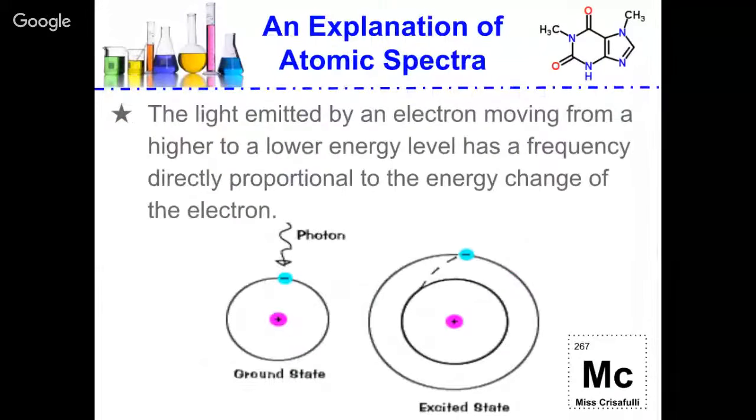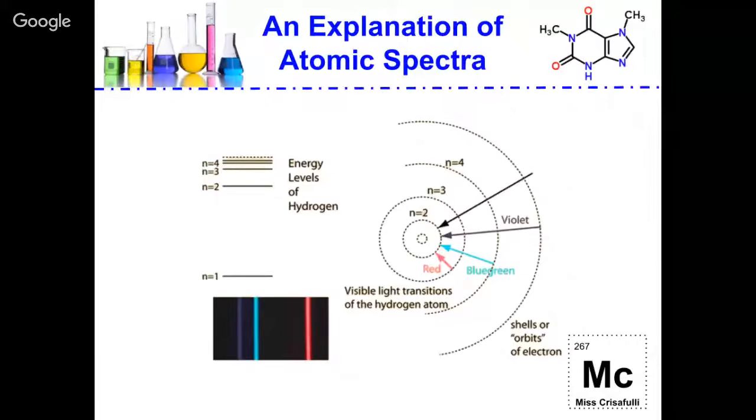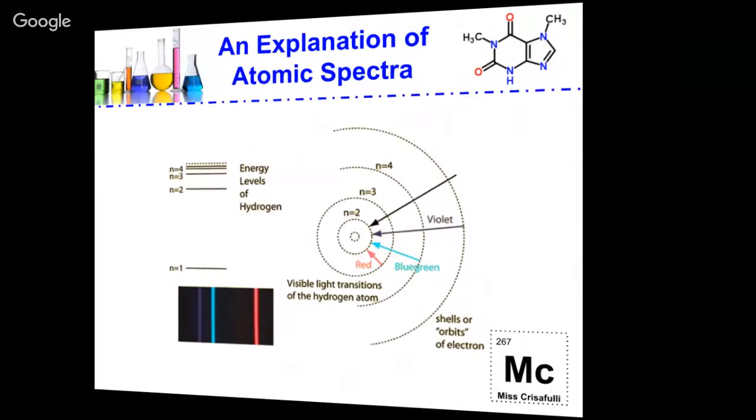Light emitted by an electron moving from a higher to a lower energy level has a frequency that's directly proportional to the energy change of the electron. So depending on how far the electron jumps to get excited and then falls back down will determine what kind of frequency it has and what kind of wavelength it has.